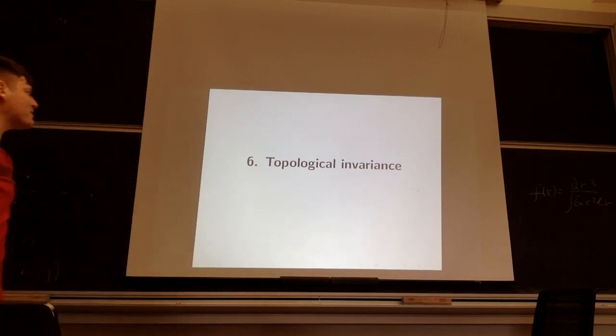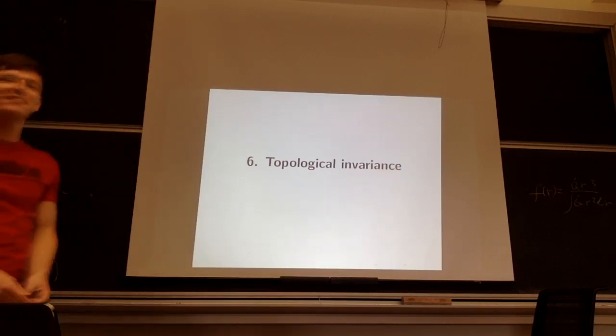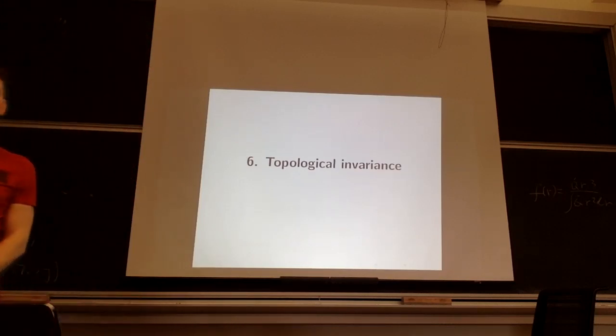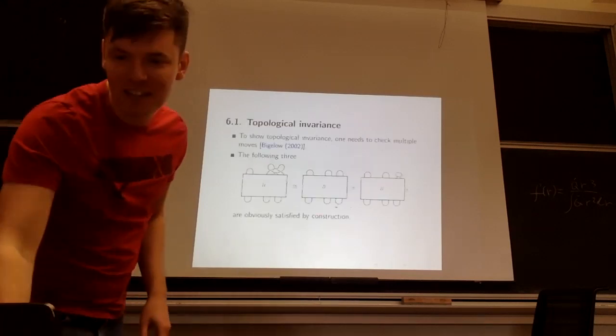Okay, let me very, very briefly sketch how to prove the topological invariance, and then very briefly sketch how to generalize things to GL(K|L).